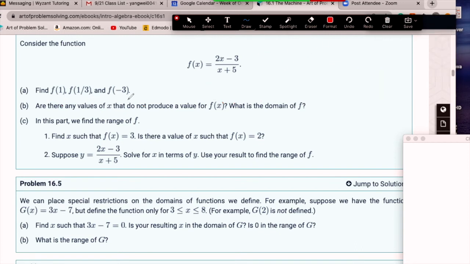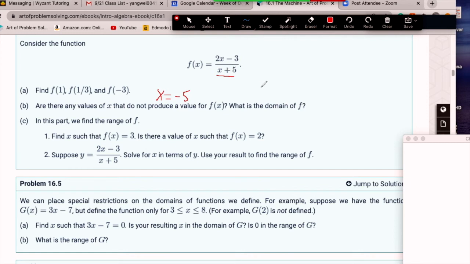Okay, so now let's go to B. Are there any values of x that do not produce a value of f(x)? What is the domain of f? Yes, say when x equals negative 5, the denominator will equal 0. In this case, the function will not produce a value for f(x) because the denominator cannot be 0.